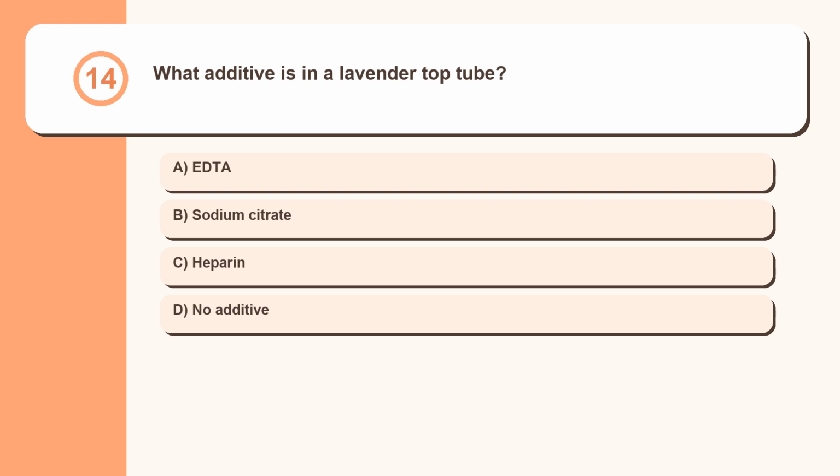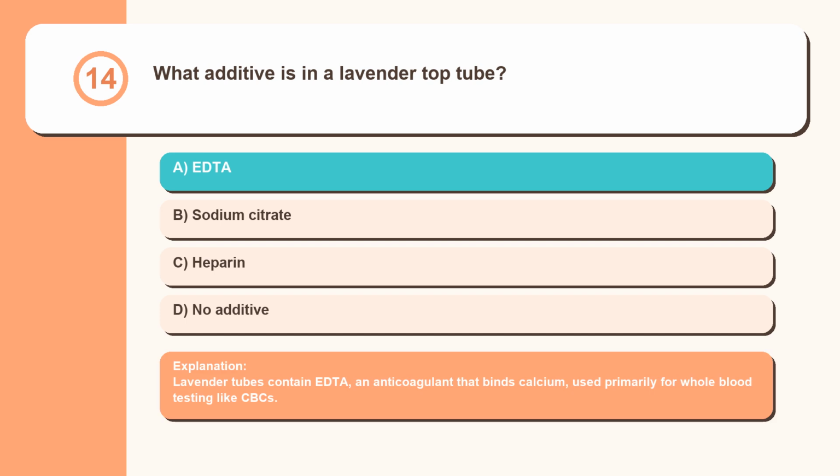Question 14. What additive is in a lavender top tube? EDTA, sodium citrate, heparin, no additive. Lavender tubes contain EDTA, an anticoagulant that binds calcium, used primarily for whole blood testing like CBCs.